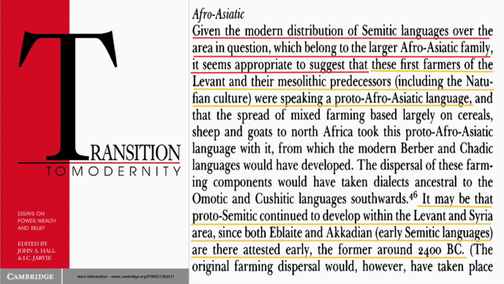And according to Cambridge University, it reads, "Given the modern distribution of Semitic languages over the area in question, which belong to the larger Afro-Asiatic family, it seems appropriate to suggest that these first farmers of the Levant and their Mesolithic predecessors, including the Natufian culture, were speaking a Proto-Afro-Asiatic language. It may be that Proto-Semitic continued to develop within the Levant and Syria area, since both Eblaite and Akkadian, early Semitic languages, are there attested earlier, the former around 2400 BC."